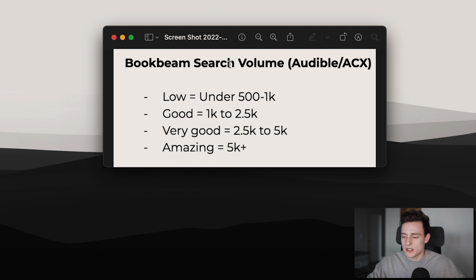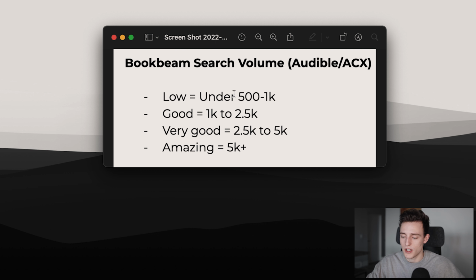When it comes to Audible and ACX, since there are way less books on Audible, the numbers are going to be a lot lower, okay? And that just is because there's less books to compete against. That means that there's not as many people on there searching every single month, okay? So looking at BookBeam search volume for Audible and ACX, you can see the low and the amazing ranges are a little bit different. So let's go over them.